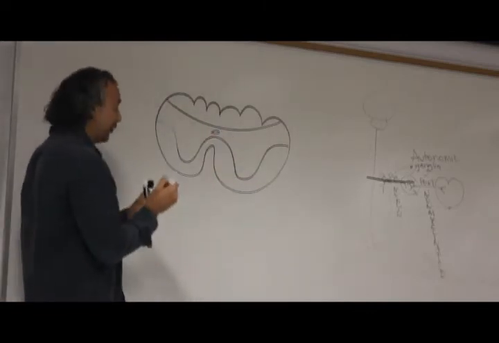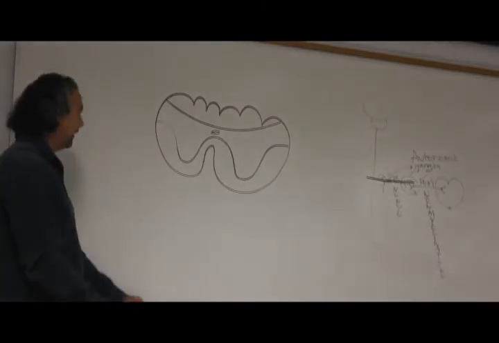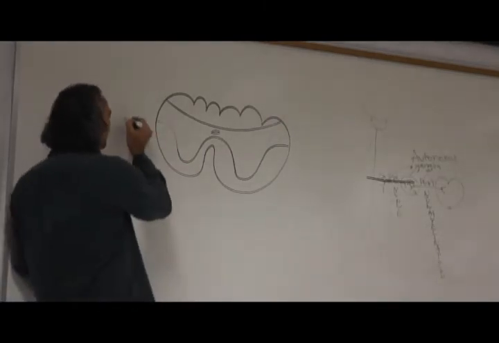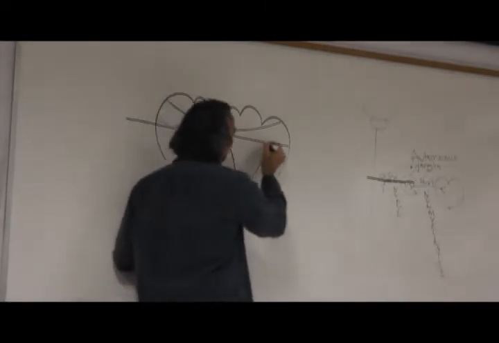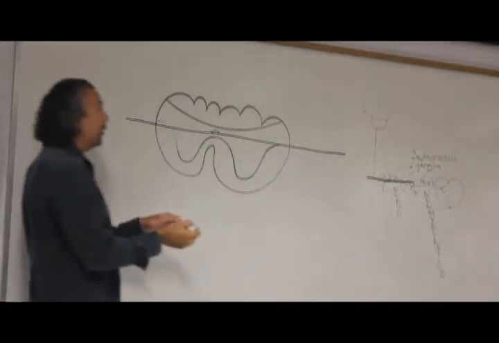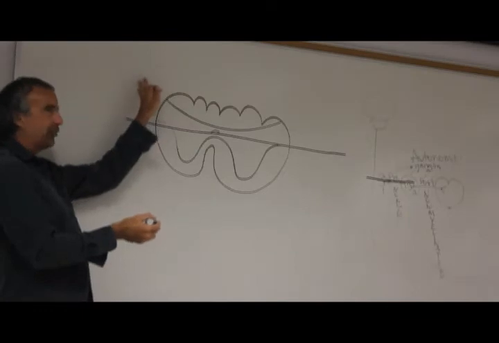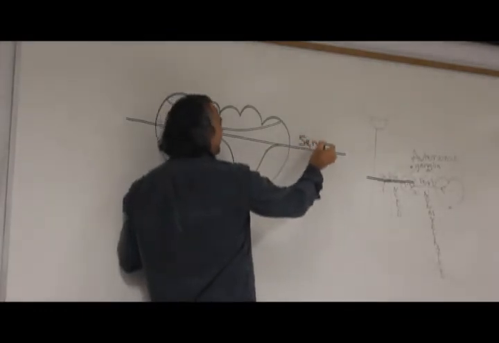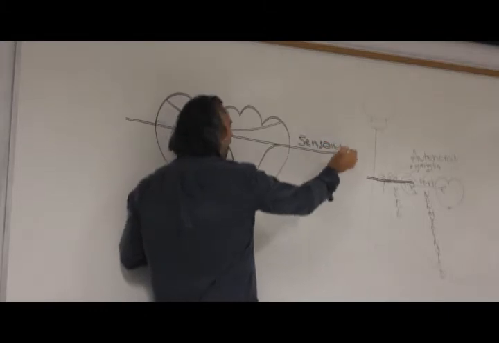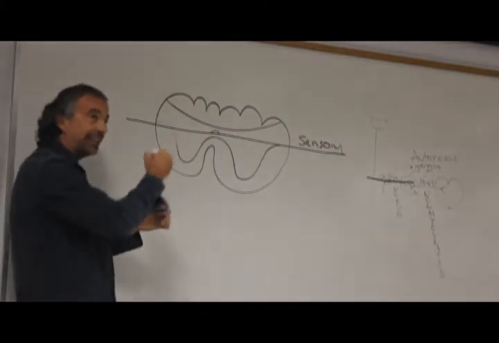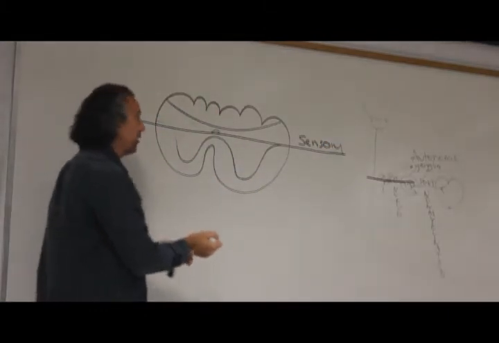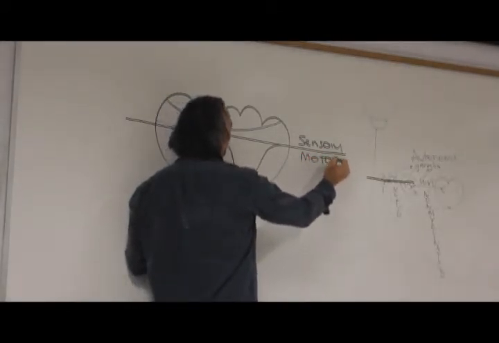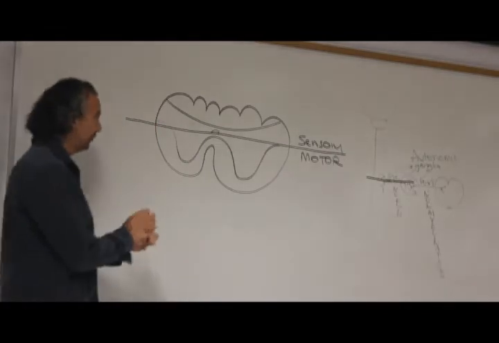All right. So the first thing I want you to know is this. If I divide my cord in half, just like that, I would like you to know that the back side, the posterior side of my cord, deals with all of my sensory information. So all my sensory. The front side does all my motor information. So there's definitely a question there for you on that stuff. So sensory in the back, motor in the front.